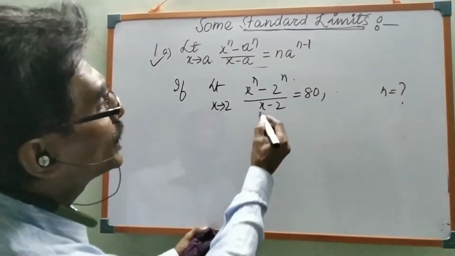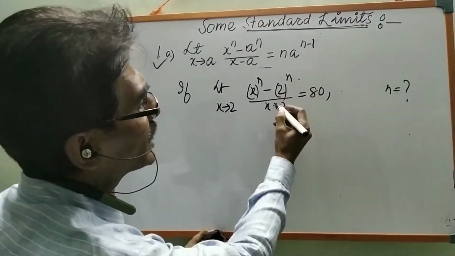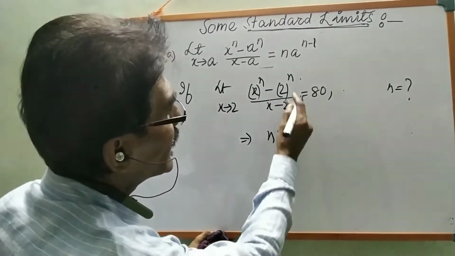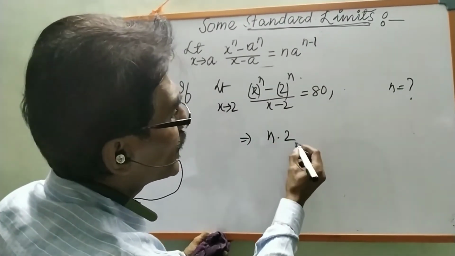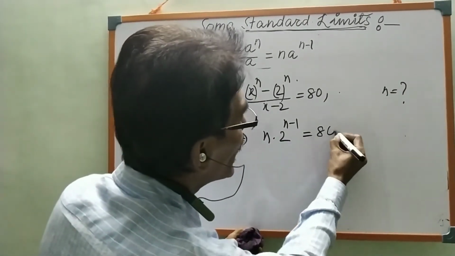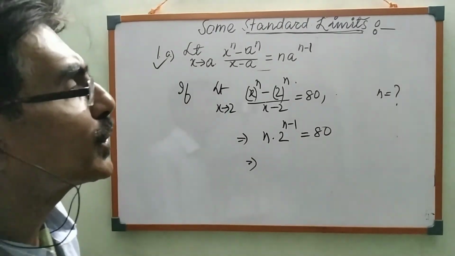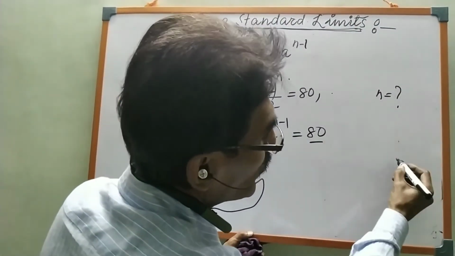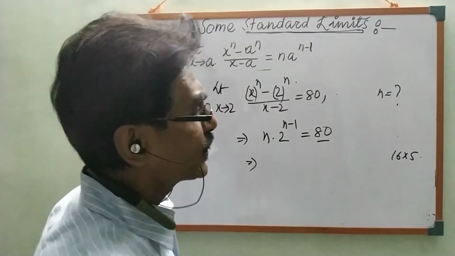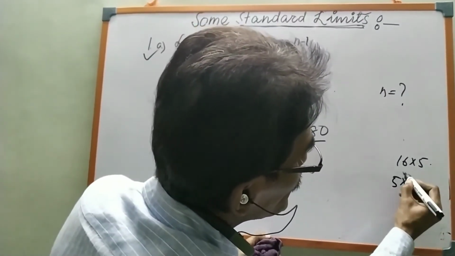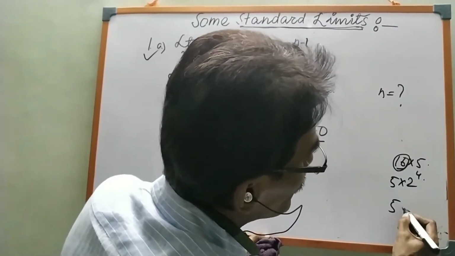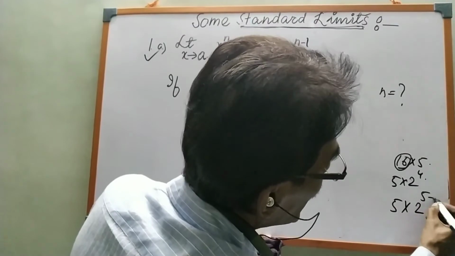Now, see, what is the formula for this one? x to the power n minus a to the power n by x minus a. The formula is n, which is unknown, into a to the power n minus 1, here 2 to the power n minus 1, must be equal to 80. Now, from here, how to solve n? Try to clear. We know 80 is very simple, 16 into 5. So after that, what we can write, 5 into 16, and 16 is 2 to the power 4. Not only that, we can write 5 into 2 to the power 5 minus 1.